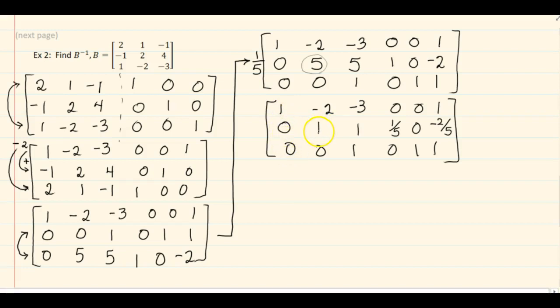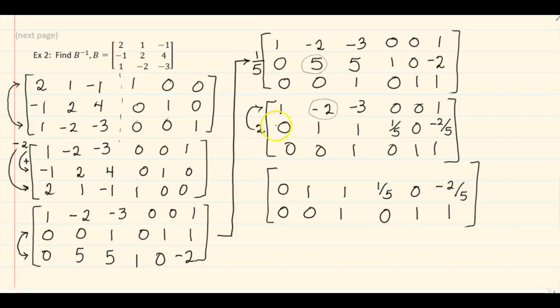I have a 1 in the 2, 2 position, so I need to get a 0 below it and a 0 above it. So I need to change this to a 0. So I'm going to multiply row number 2 by 2 and then add it to row number 1. Notice row number 2 and 3 don't change, so I'm going to write those first. Now I'm ready to multiply times 2 and then add to the 1.